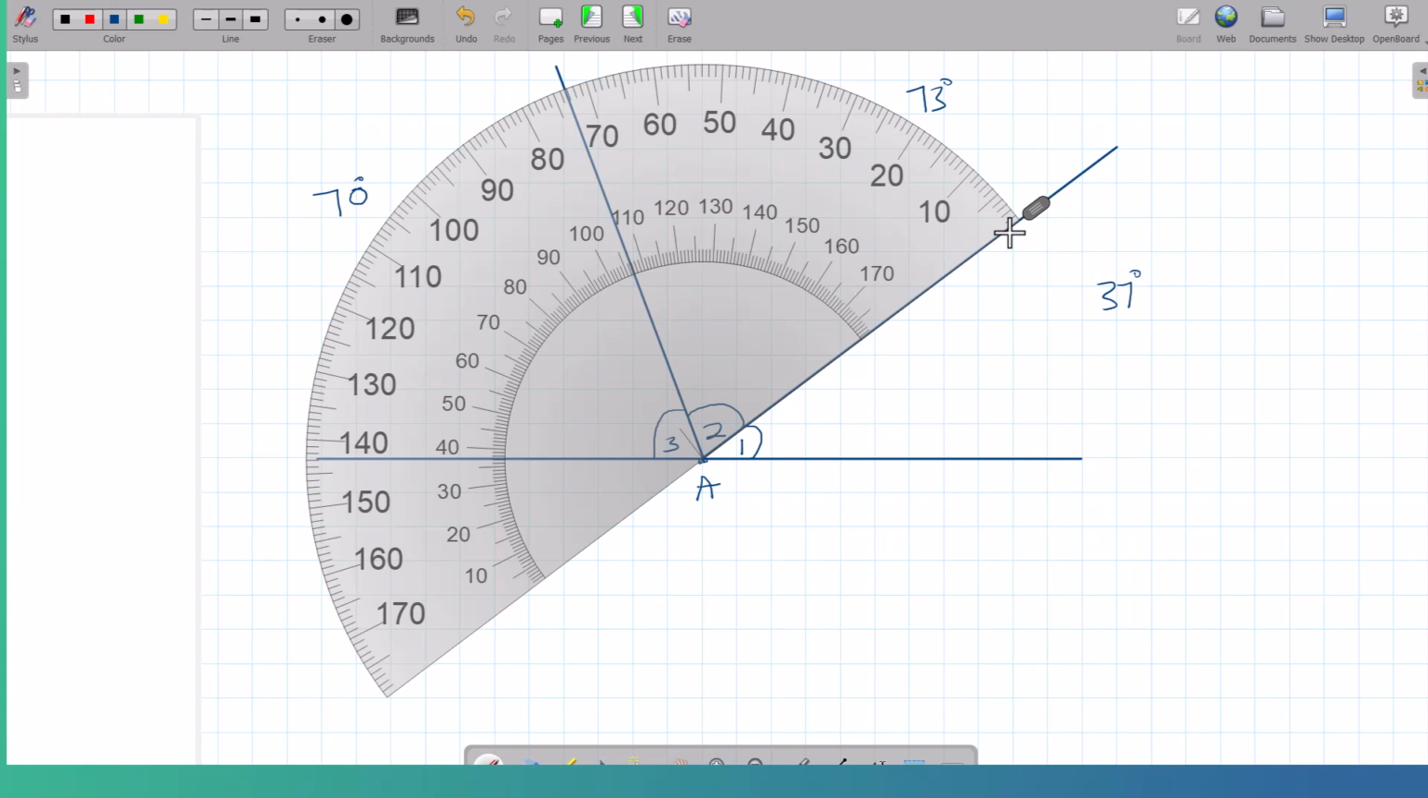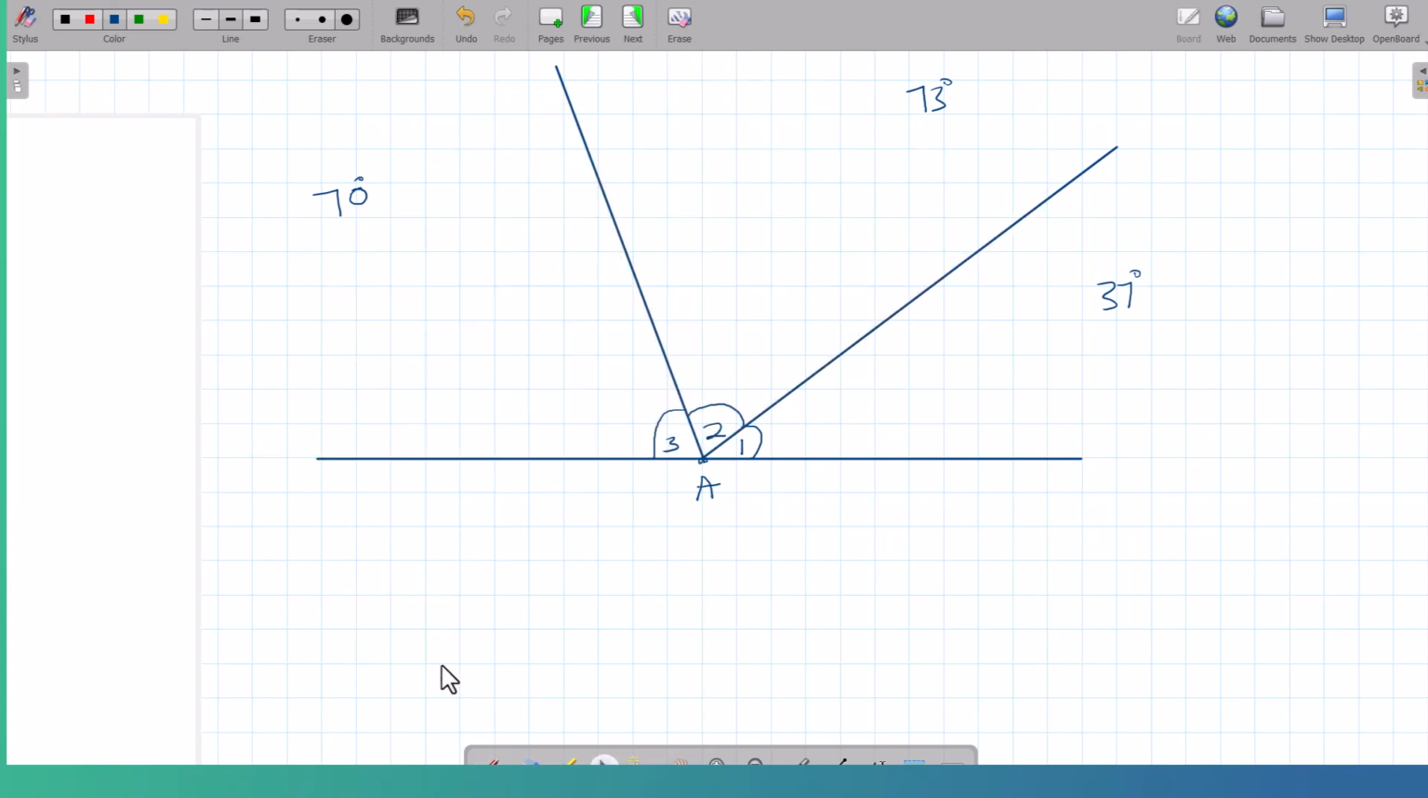Okay, so now I'm going to remove my protractor and continue with my explanation. Now, if I remove the protractor, you see these angles are on a straight line and they are next to each other. Now we are going to add all these angles. You're going to add angle A1, plus angle A2, then plus angle A3.